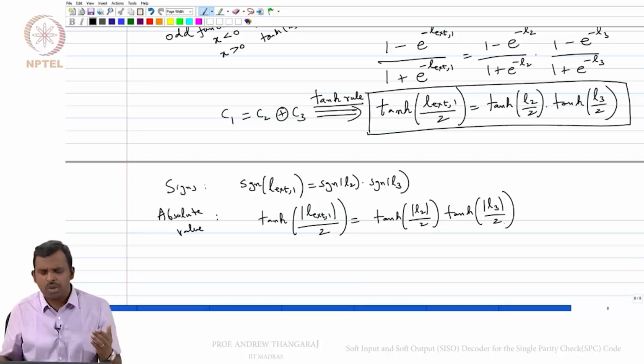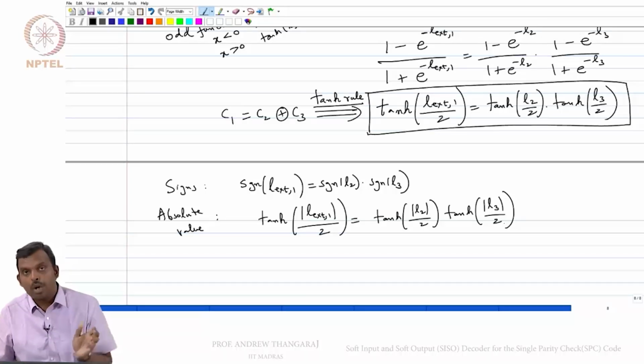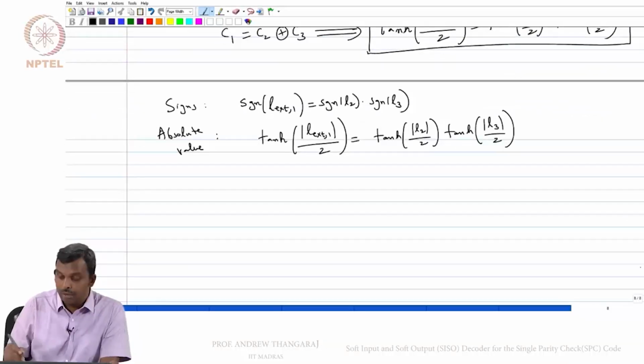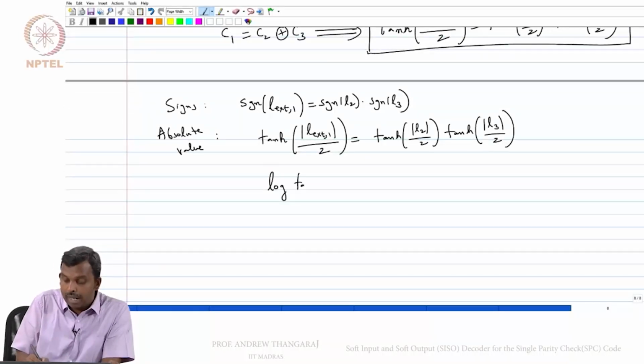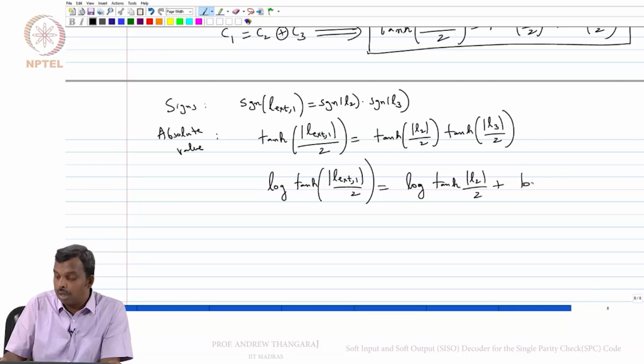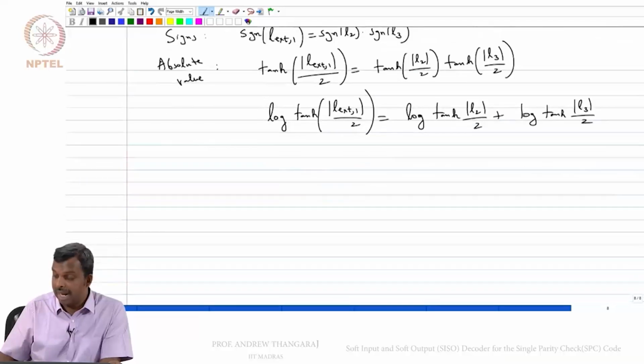So what is nice about dealing with absolute values and positive things? A product can become an addition by taking log. Once everything is positive, I can take log. When I take log, everything becomes a bit different. So let's look at this. Log tanh of absolute value of Lext1 by 2 equals log tanh of absolute value of L2 by 2 plus log tanh of absolute value of L3 by 2. That's a nice enough formula here. I'm not doing any multiplication, I'm just adding.